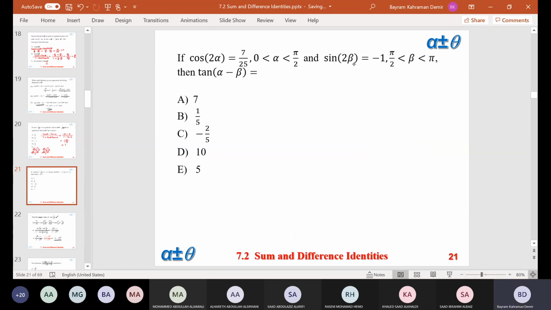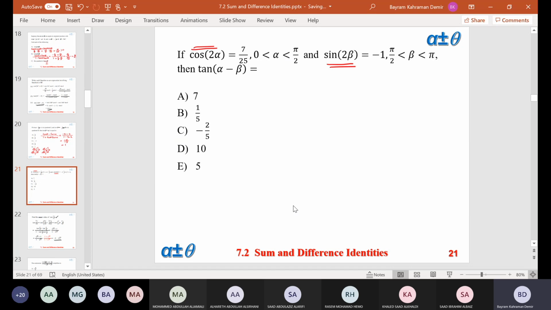Well, we have sine of 2 beta, cosine of 2 beta. I'll just come back to this question because that is about chapter 7.3. So we'll come back to this one, Shabab, after we learn the double angle and half angle identities.